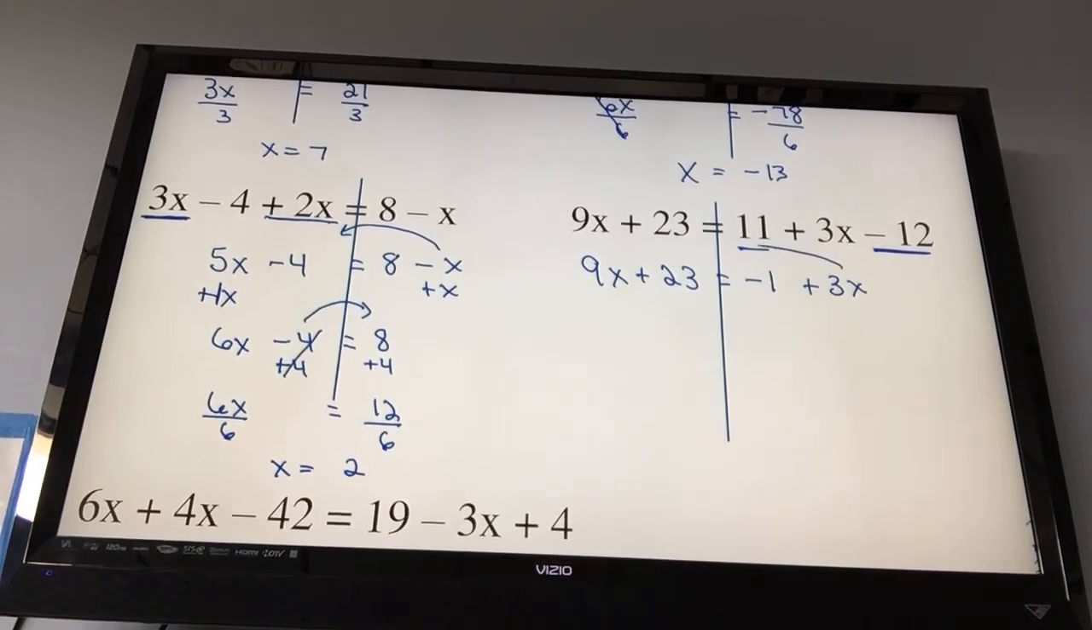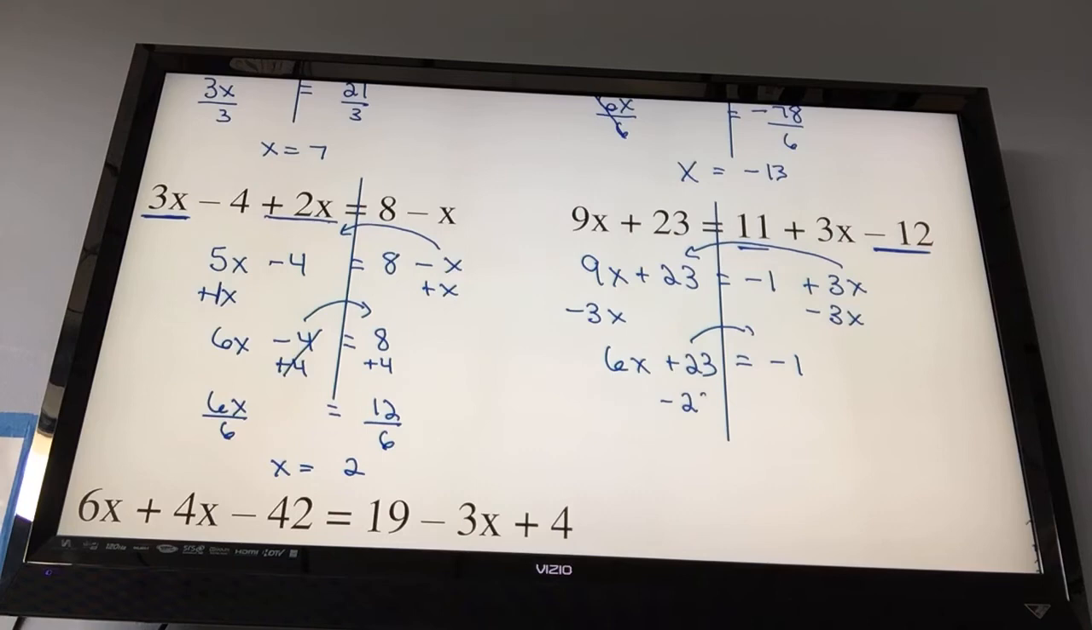So I'm going to move the x now. If it says plus 3x, I'm going to minus 3x. And where do I put it on the other side? Tommy? Under the 9 or the 23? Under the 9, since it has an x. Perfect. So 9 minus 3, 6x. Plus 23 equals negative 1. The constant goes to the other side. So subtract 23.